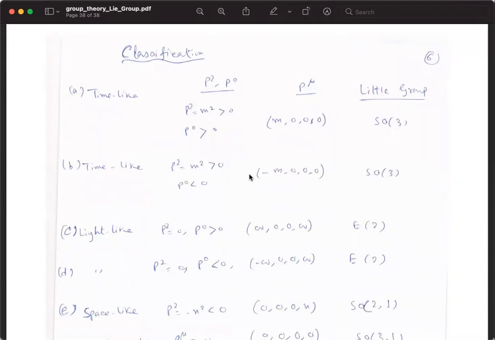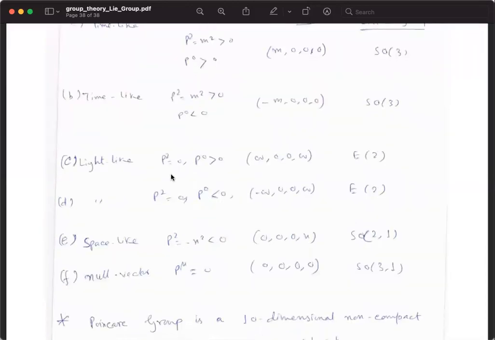So we can see the time-like scenario. If you consider p squared equal to m squared greater than 0 and p_0 greater than 0, then you can define your p_mu to be (m,0,0,0), and the little group is basically SO(3). For time-like where p squared is greater than 0 but p_0 is less than 0, energy less than 0, then you define it as (-m,0,0,0), and it has the same little group SO(3).